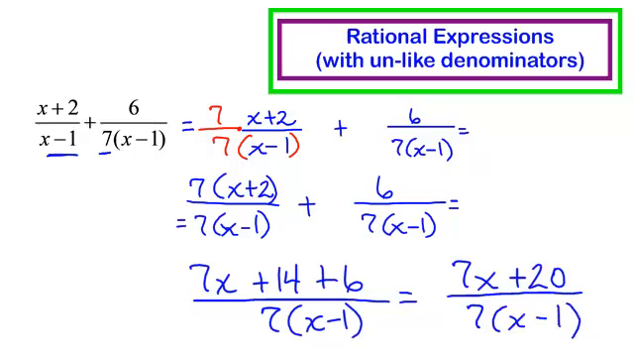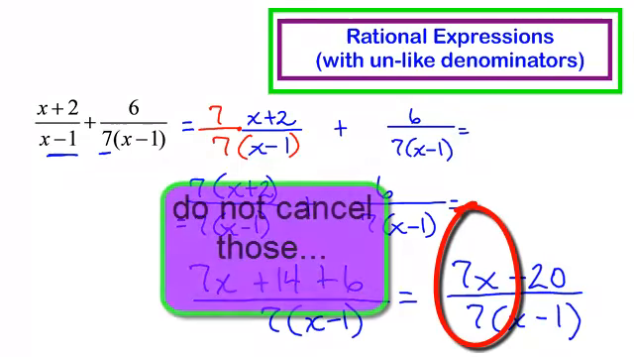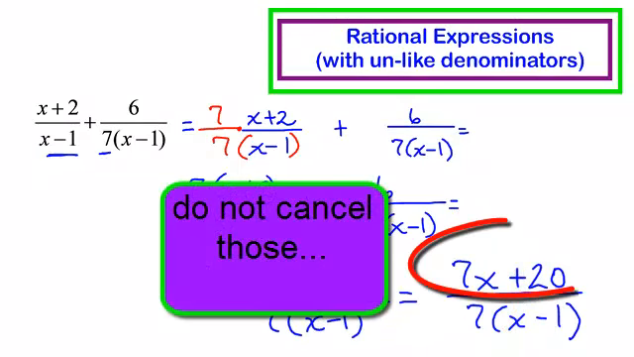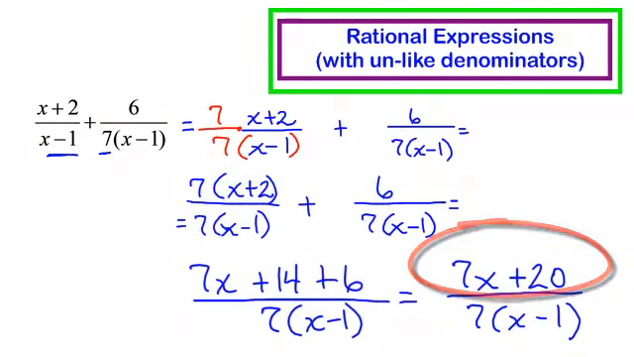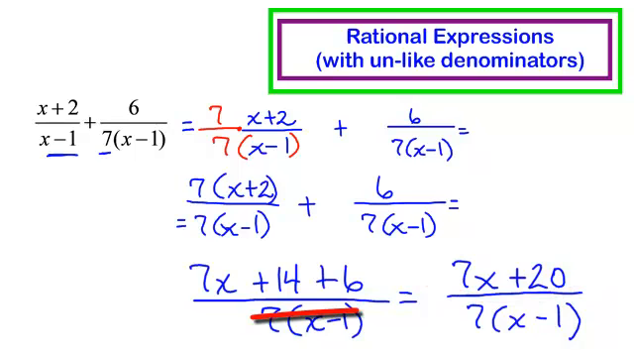Can I factor the numerator? No. So nothing will cancel. Would these 7s cancel? No, that's not just 7. That is 7x plus 20. Some teachers may prefer for you to multiply this back out to 7x minus 7. Be sure to ask them, because they are the ones grading your paper.